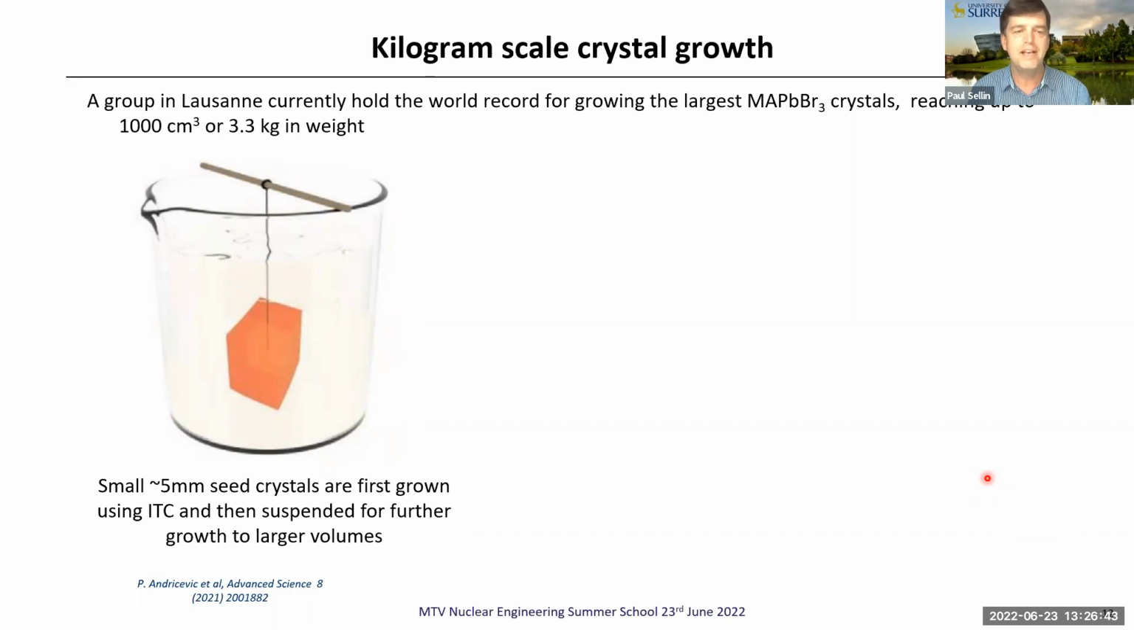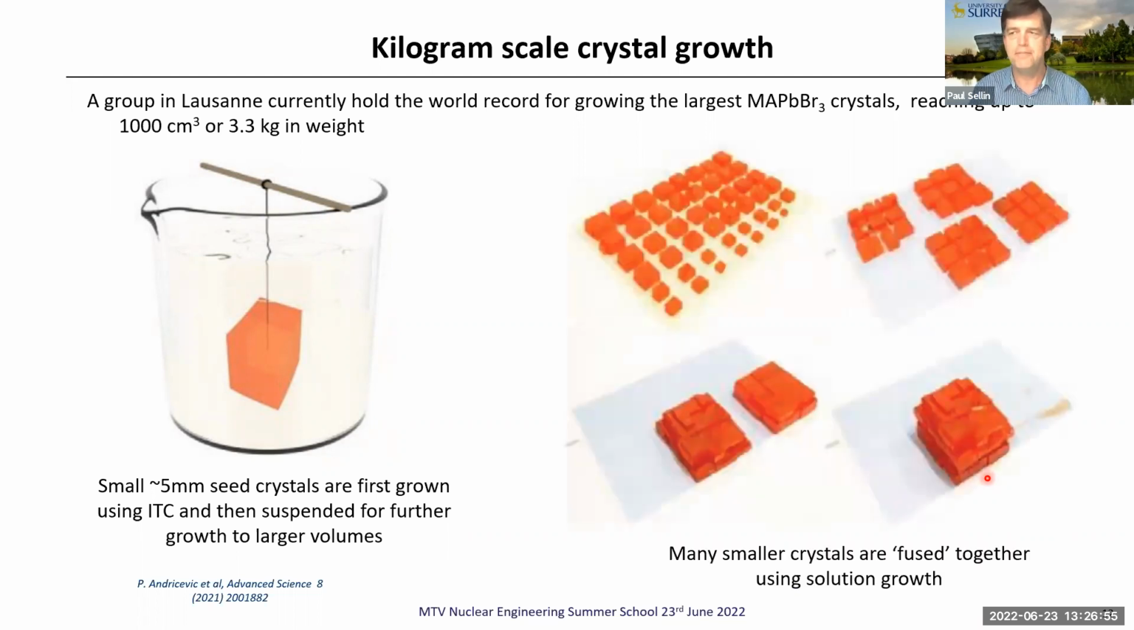So they grew many, many small crystals from seed using inverse temperature crystallization. They suspended them in larger growth chambers to grow larger volumes. And they kept going, right? These guys really persevered, and they grew many, many lead halide crystals.